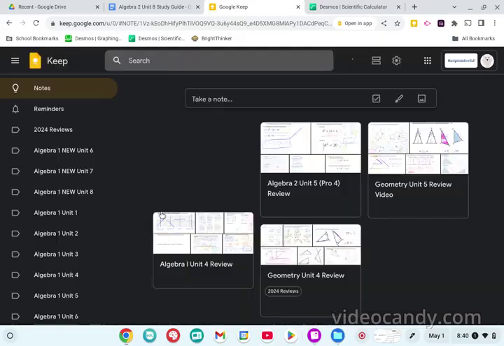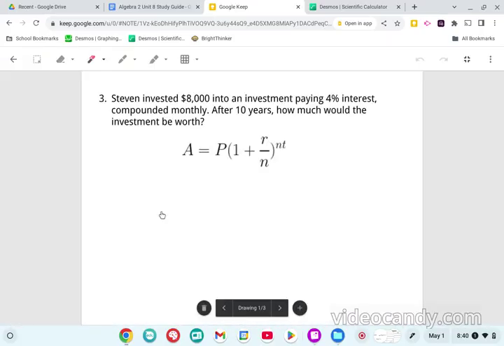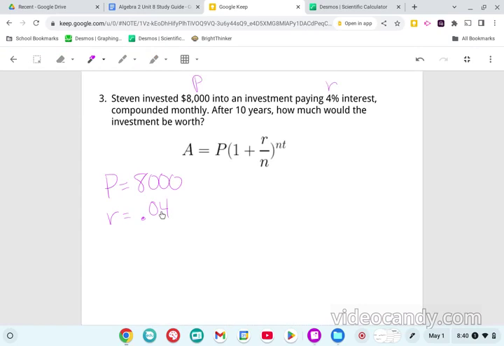So another formula problem. Let's talk through all the different values. A is what we're looking for. We're looking for how much he has at the end of 10 years. The initial amount, 8,000, is the P value. The R value is the rate in decimal form. So 4% is going to be 0.04. So again, this is P, this is R. T is going to be the number of years, and N is the number of times per year. This says monthly. That's why we're going to use 12 for our N value.